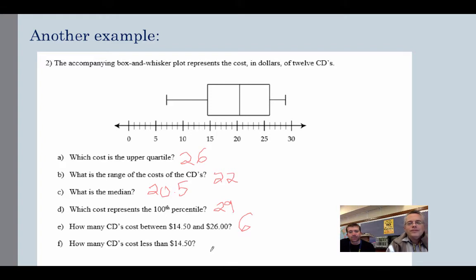Mr. Lewis, one left. How many CDs cost less than $14.50? Well, less than $14.50, that would be all the stuff here in the lower 25%. So 25% of 12 is 3.